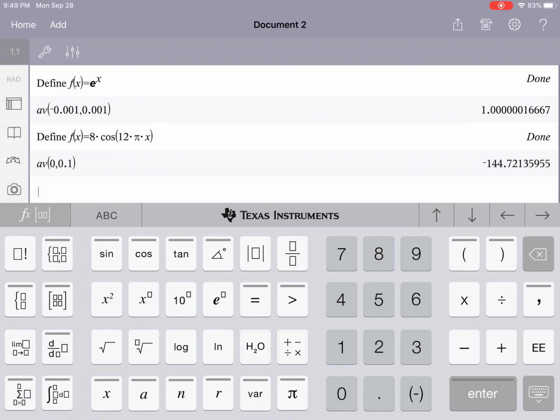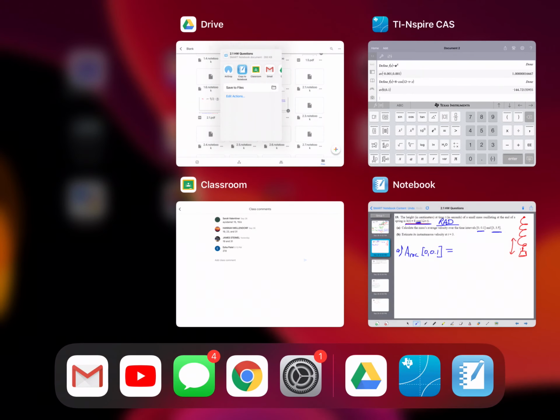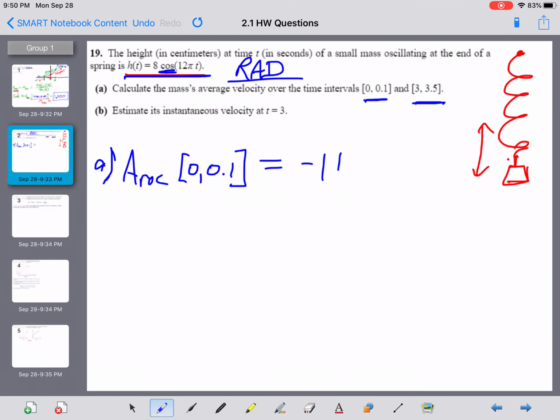And the calculator is going to do all of this work for us, guys, and we're going to get negative 144.721. And guys, we're going to do this enough that I'm going to be comfortable with you not showing me the work on there other than what I'm writing here on the left. And now we're going to do it again from 3 to 3.5.